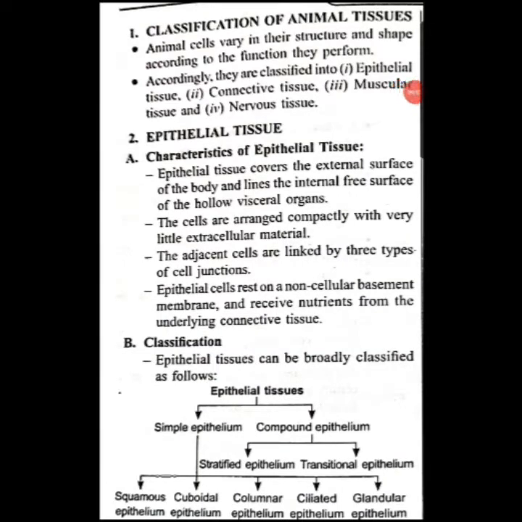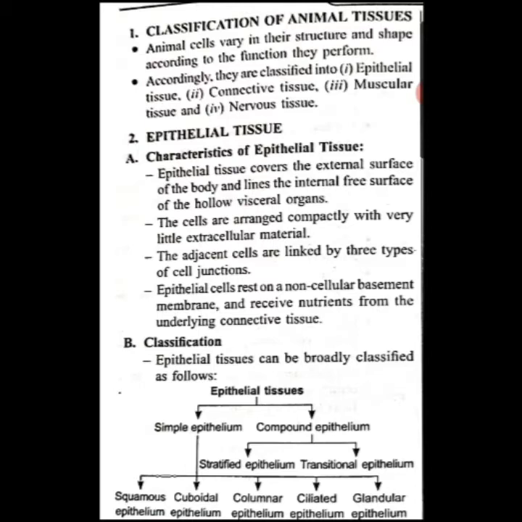So students, today we will be dealing with anatomy of animals, where we will be talking about different types of tissues that are present in animals. Animal cells vary in their structure and shape according to the function they perform. So they have been broadly categorized into four categories, that is epithelial tissue, connective tissue, muscular tissue and nervous tissue. Let us discuss them one by one.